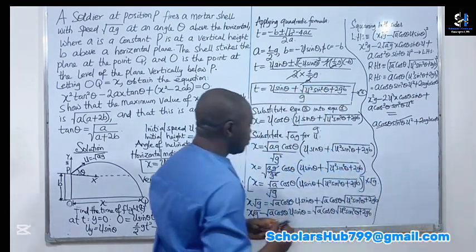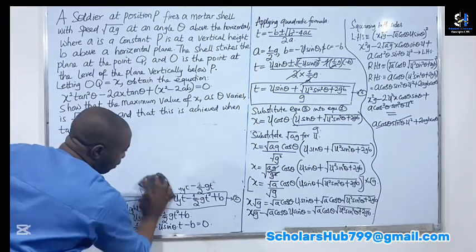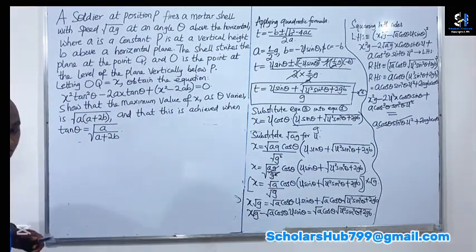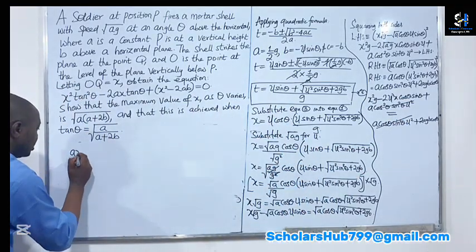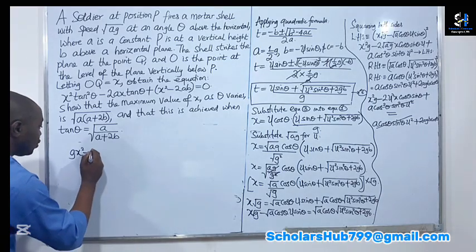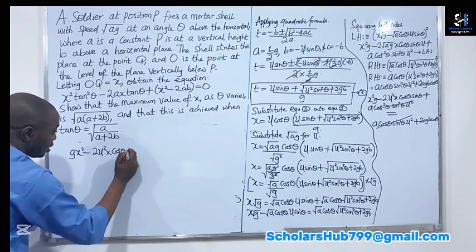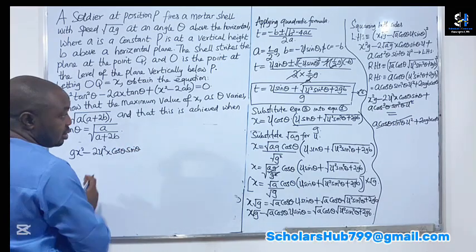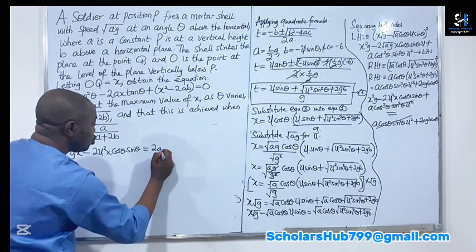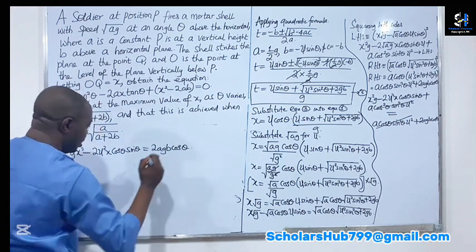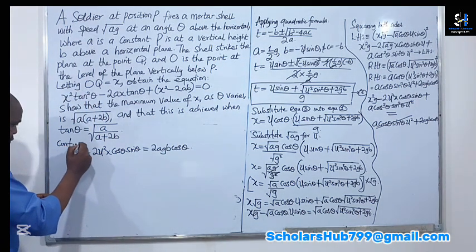So let me continue from here. After these two cancel out, we'll be left with gx squared minus 2u squared of x cos theta sine theta. That's what we have on the left hand side. Now that will be equal to 2agb cos theta. So this is the continuation.